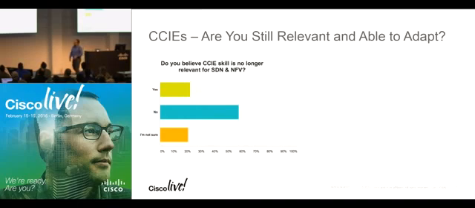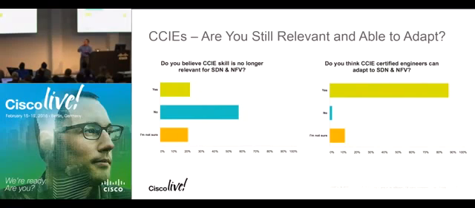Okay? And check out this. Almost everybody believes that they can adapt to SDN and NFV. So be positive, guys. Look at them, right? Everybody said, yeah, we can adapt to SDN and NFV just fine. We are the CCIEs. We were the kings of networking. Okay? So let's start with the steps.